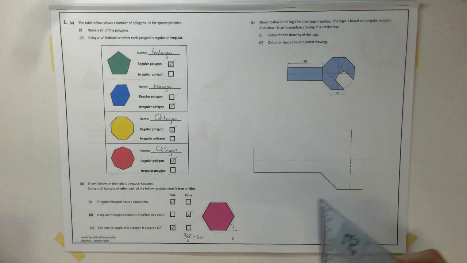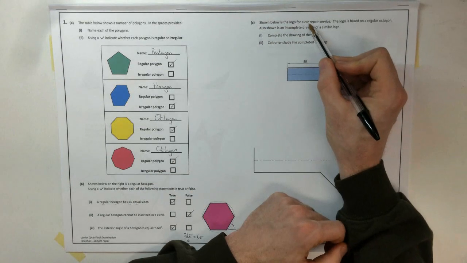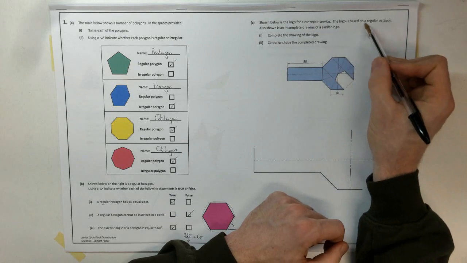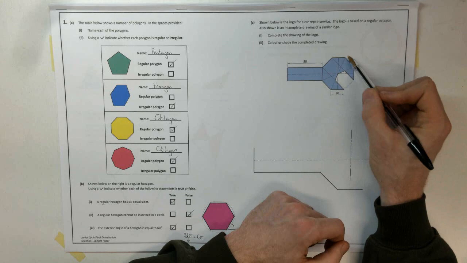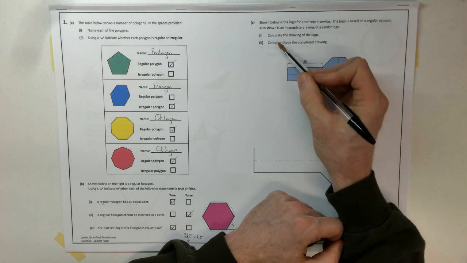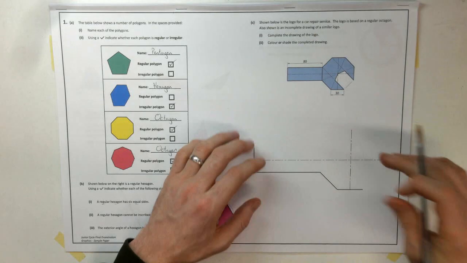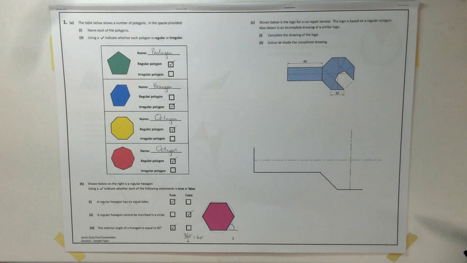Part C now. Shown below is a logo for a car repair service. The logo is based on a regular octagon. So we can see a regular octagon shape here. Also shown is an incomplete drawing of a similar logo. So here's our incomplete logo. And I want us to complete the drawing of the logo.